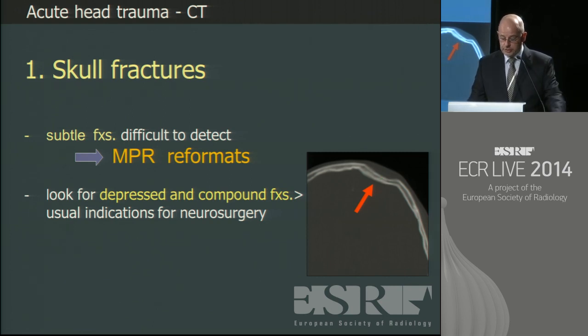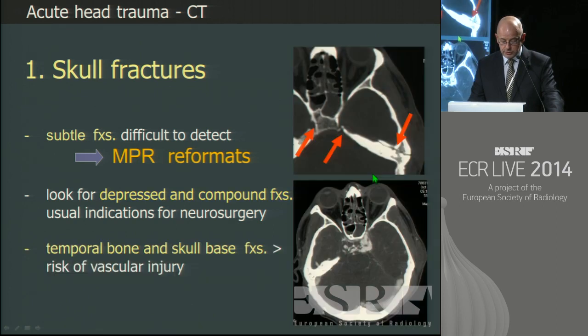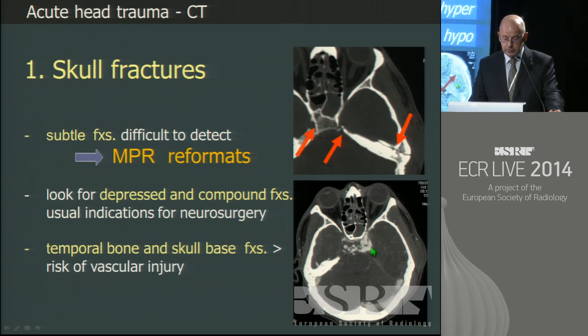Look always for compound fractures like here, because you should alert the neurosurgeon. These usually require neurosurgery. It doesn't mean that the neurosurgery must be done immediately, but leaving this injury alone will result in post-traumatic epilepsy, because there is a permanent compression of the frontal lobe. And pay very careful attention to the temporal bone and skull base fractures, because there is always a risk of vascular injury, and this is the example.